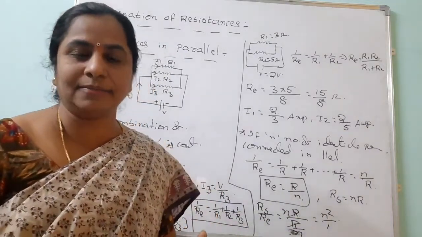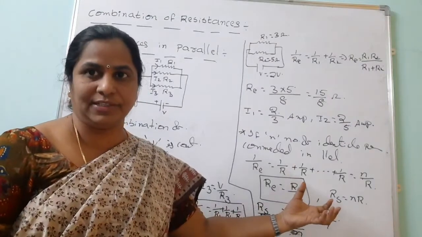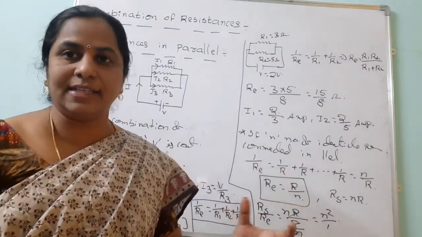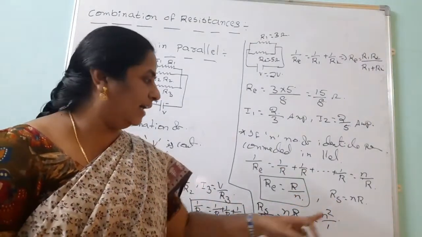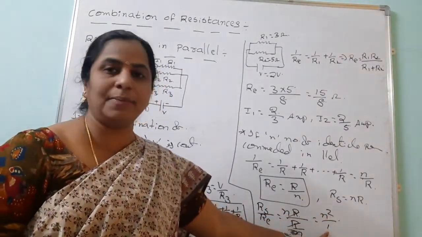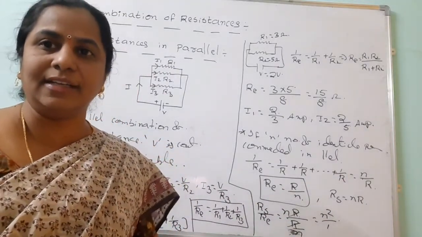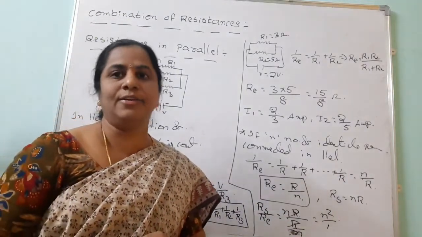If we take 10 identical resistors in series combination, and then 10 resistors connected in parallel, at that time, what is the ratio of series to parallel combination? n square by 1. Instead of n, we use 10, so 10 square by 1 we get. That answer is 100:1. Thank you.